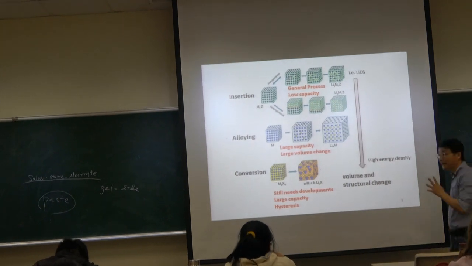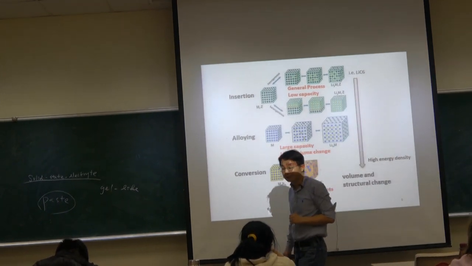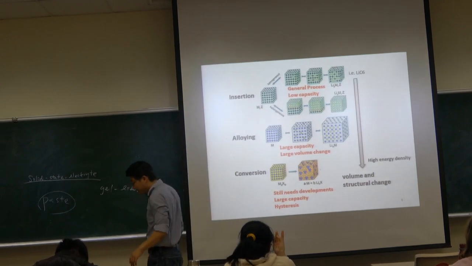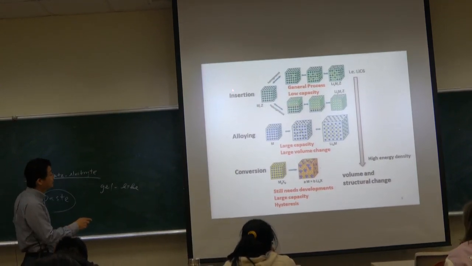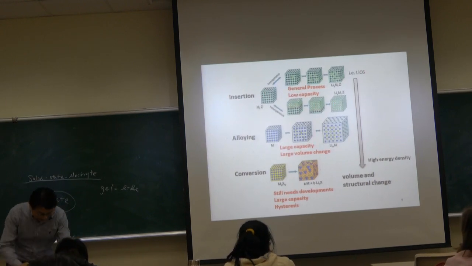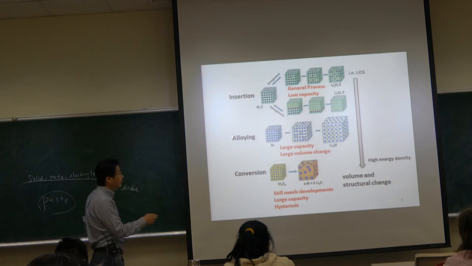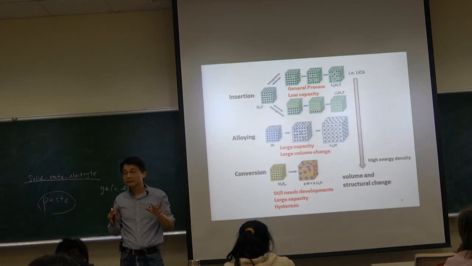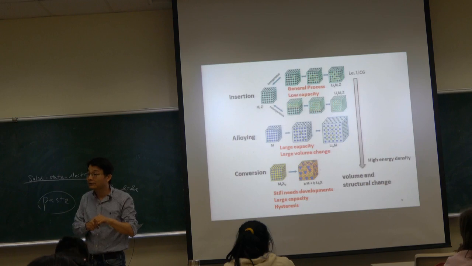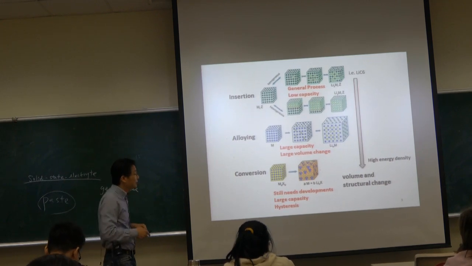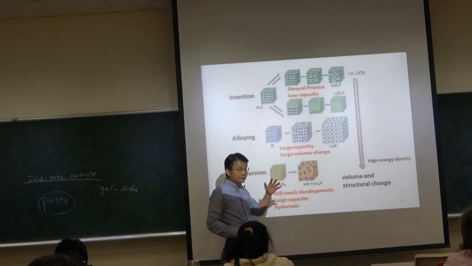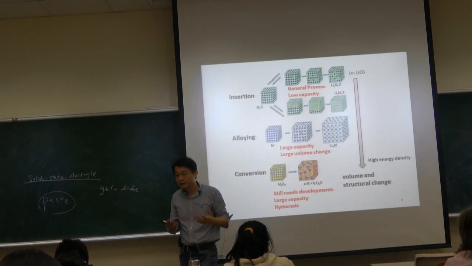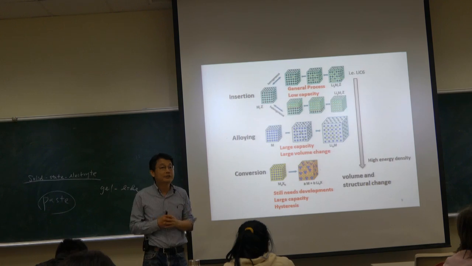Okay, there are three mechanisms for the lithium-ion battery, the most famous. One is insertion. Okay, insertion, that means insert. And then alloying. Alloying looks like a chemical reaction, right? And conversion, right? Conversion is also a chemical reaction, which is similar to phase change.